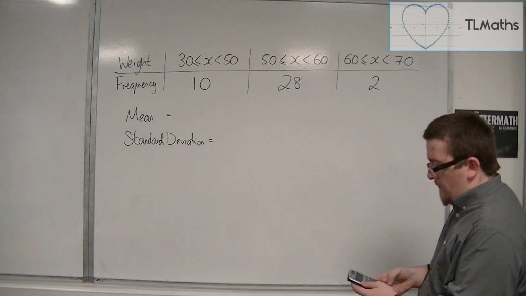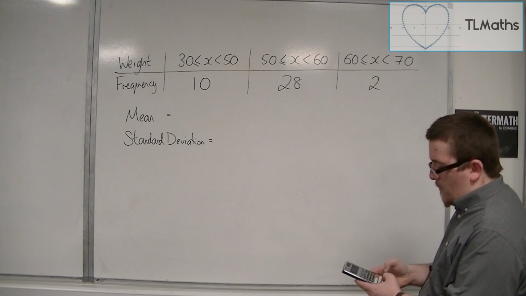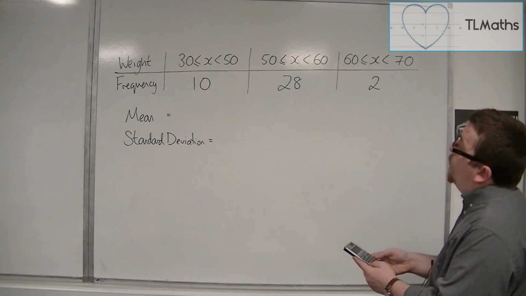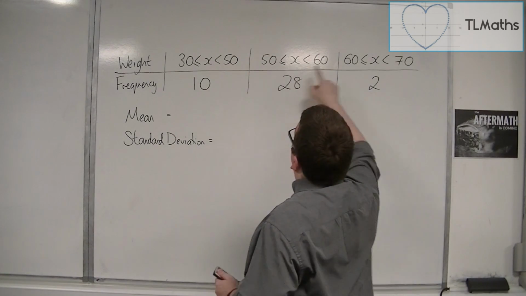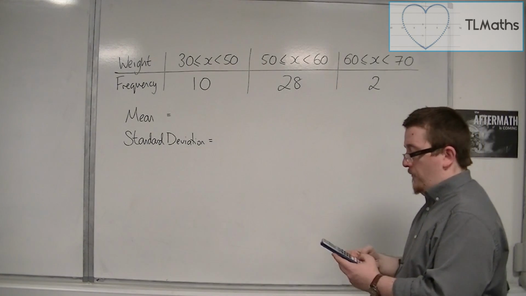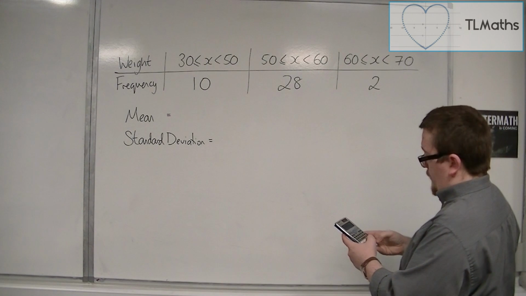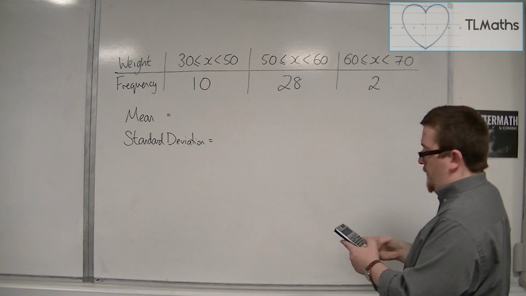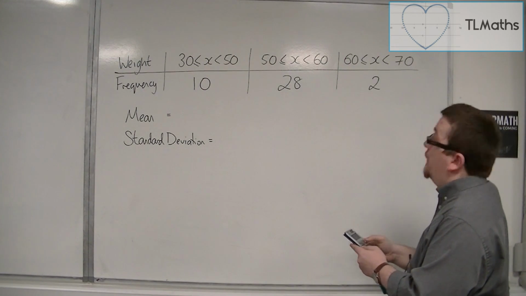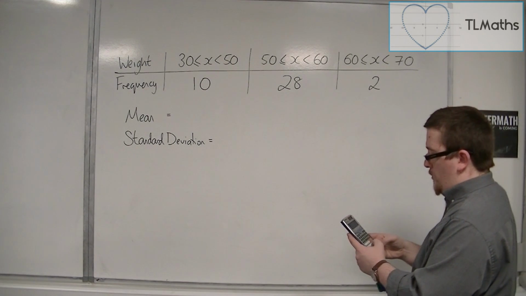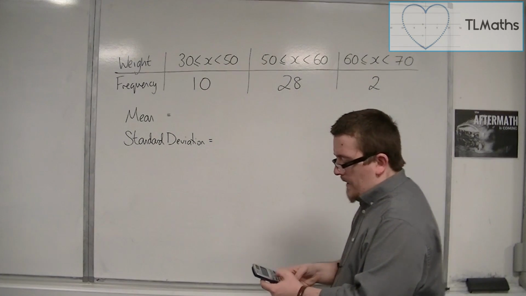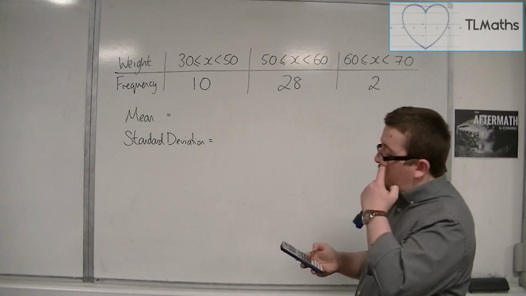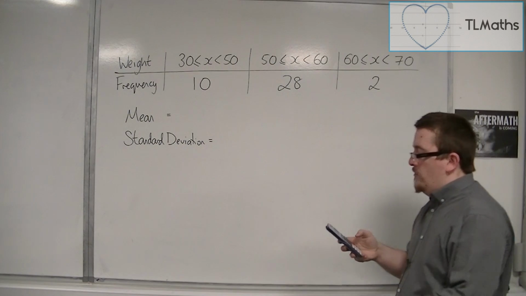So mode 3 for stat and then 1 for one variable. And we're going to use the midpoints of each of the groups. So we would have 40, 55 and 65. And the frequencies are 10, 28 and 2. Okay, so all clear. And then shift and 1 to get into stat mode, and then 4 for variable.